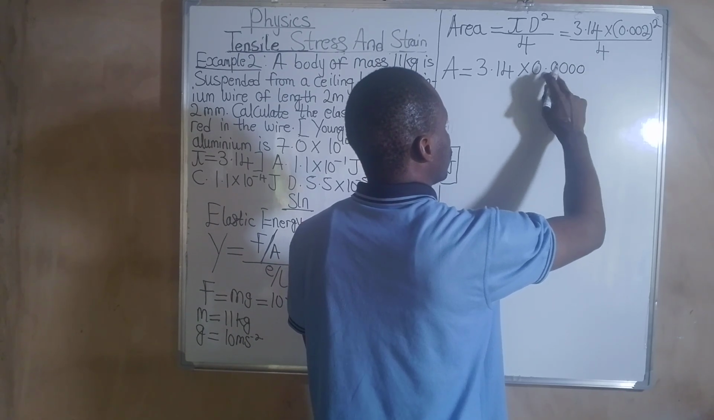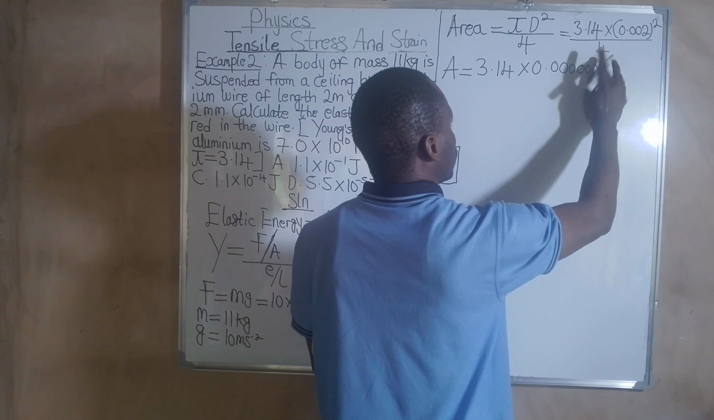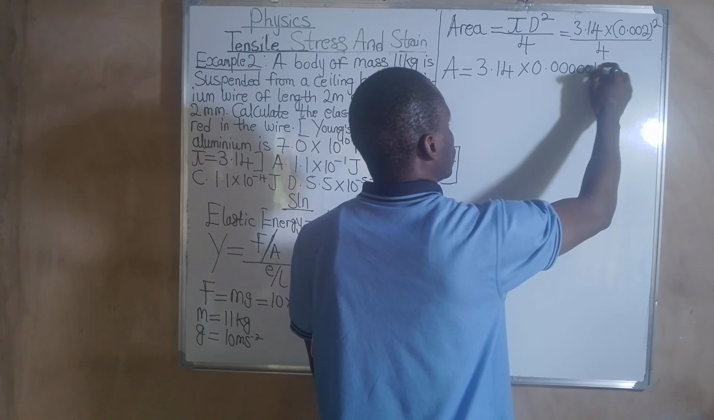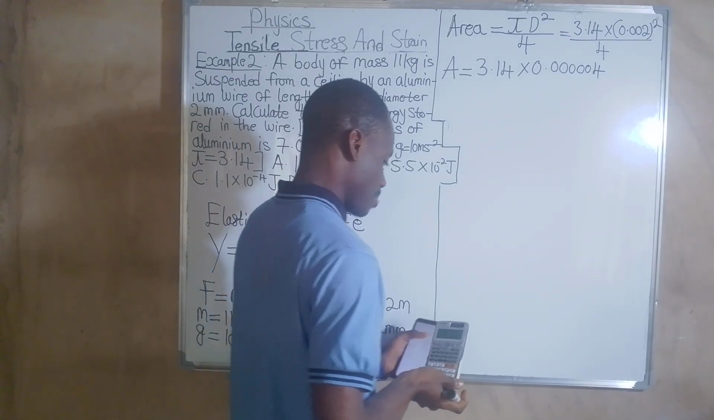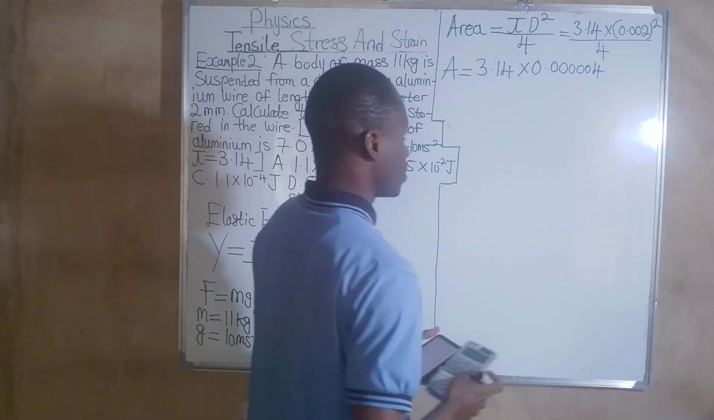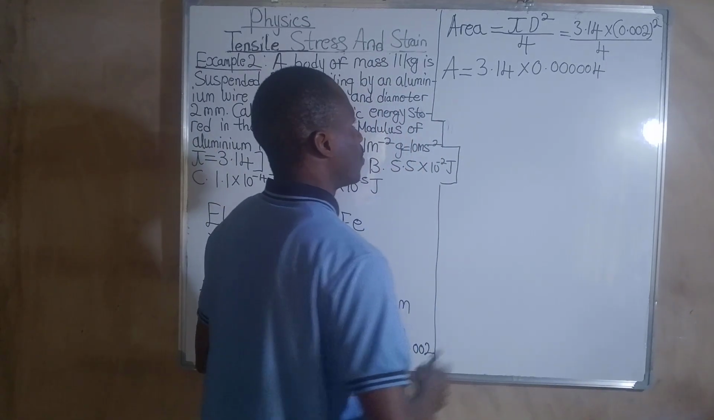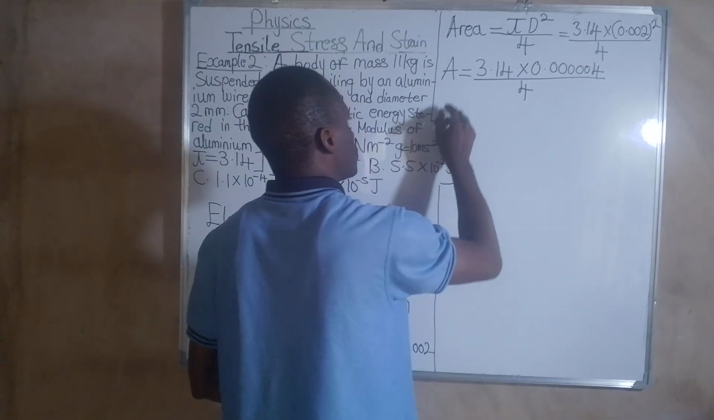1, 2, 3, 4, 5, then 4. Yeah, because in standard form here is 4 times 10 raised to the power minus 6, right? Good. So we should have 5 zeros, right? Yes. Then all over 4. Good. Now let's continue.